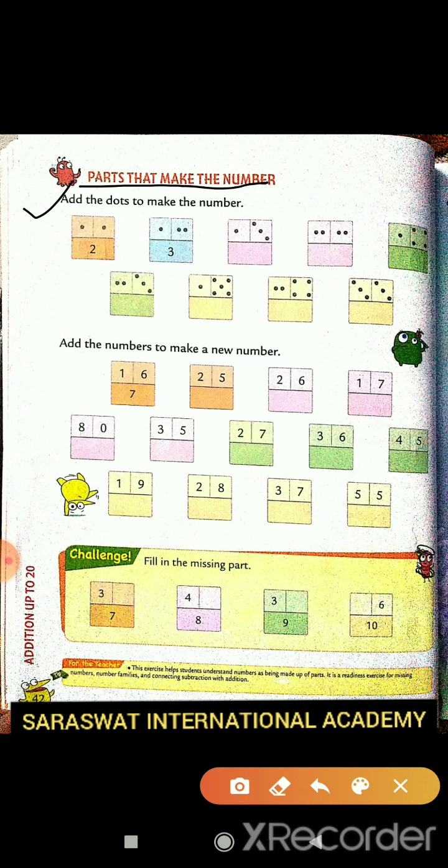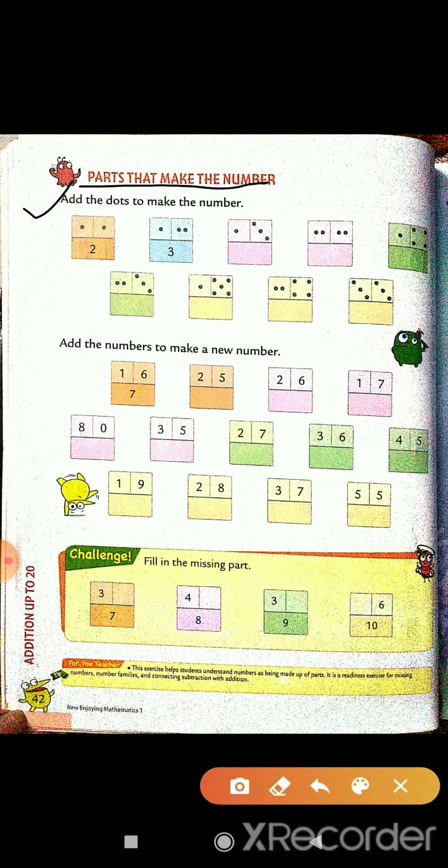First, add the dots to make the number. Here, dots are given in the box and you have to add their dots together and write the number below. Say for example, here in a first box, one dot is there and in a second box again one dot is there. So 1 and 2. Total how many dots are there? 2 dots. So below 2 is written.